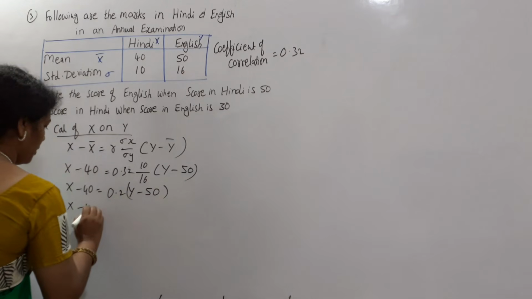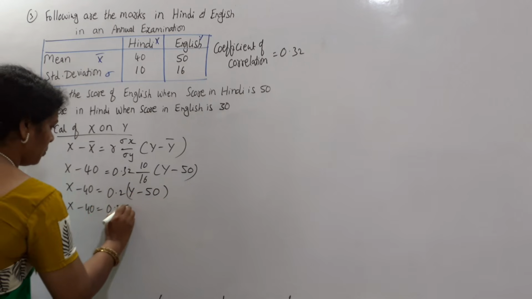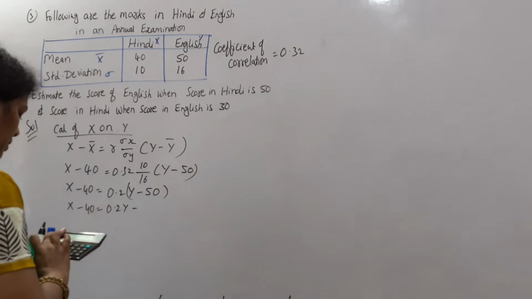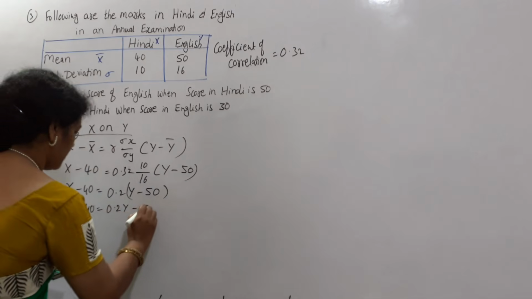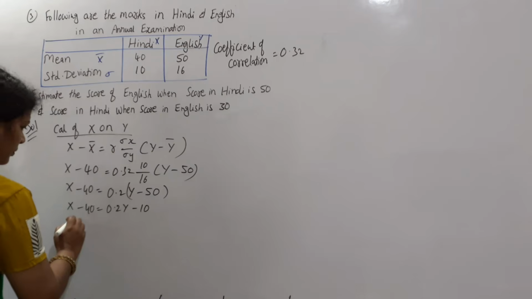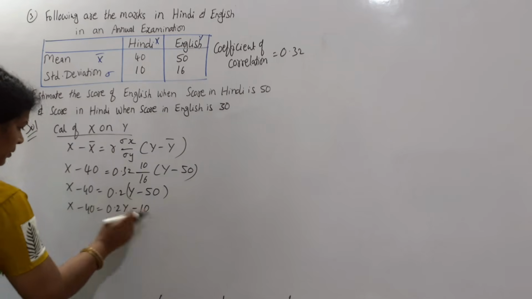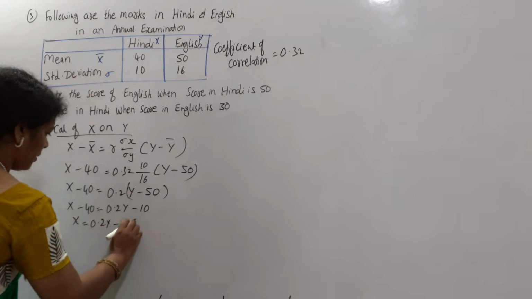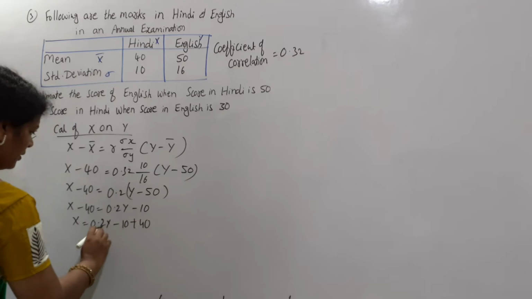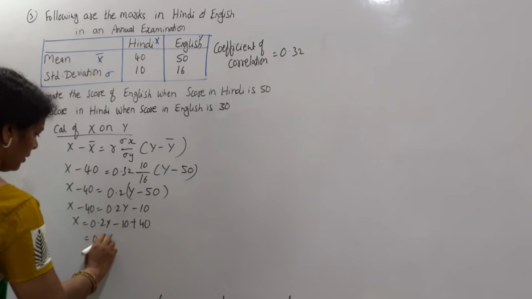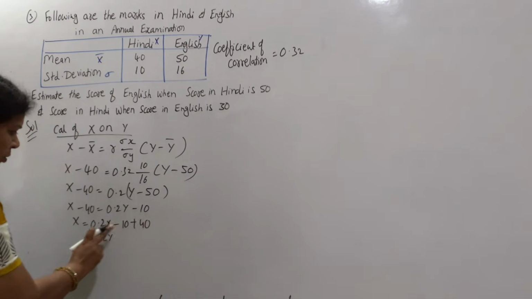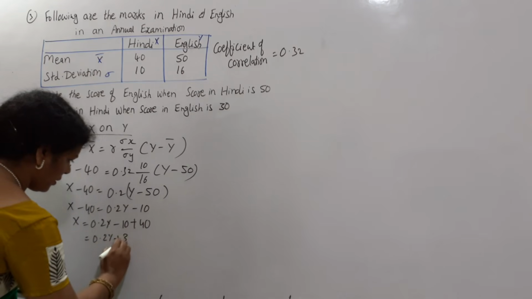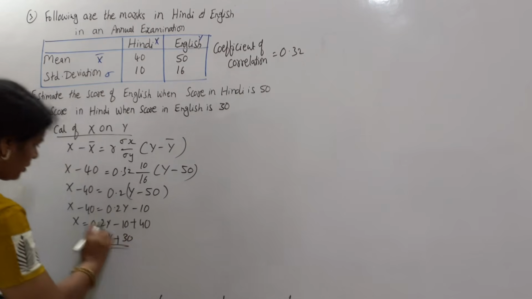Now x minus 40 is equal to 0.2y minus 0.2 into 50, which is 10. So this value we can take to the right side. X is equal to 0.2y minus 10 plus 40. It comes to 0.2y plus 30, since 40 minus 10 is 30. So this is x on y.